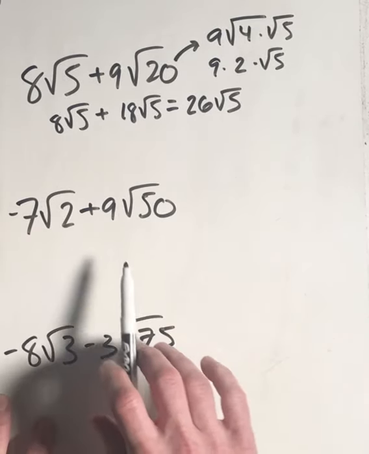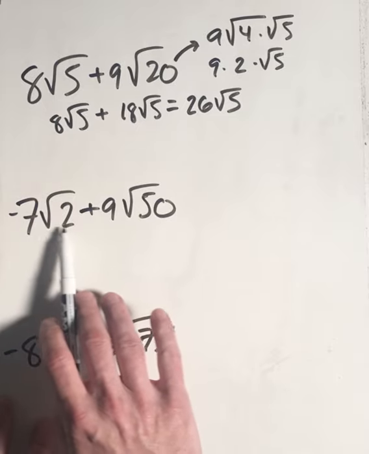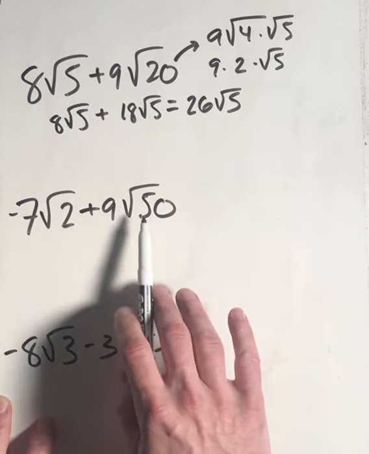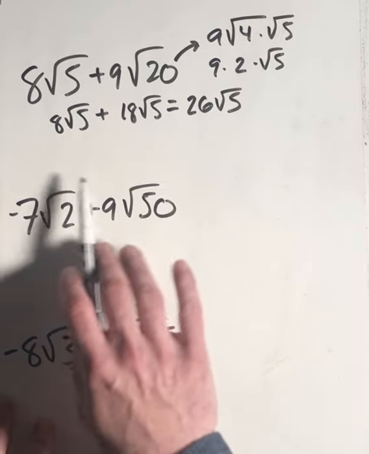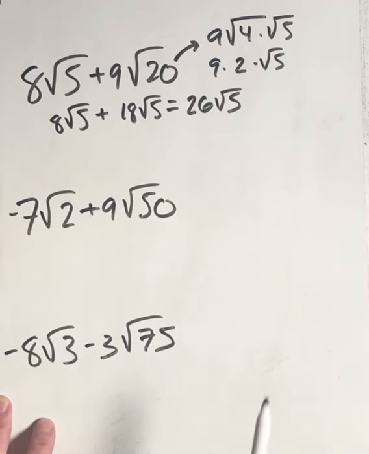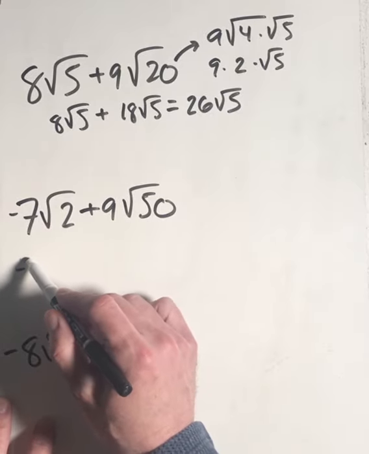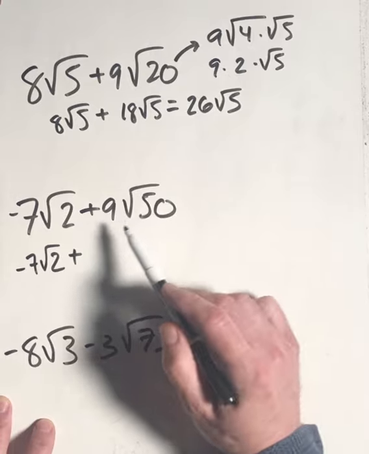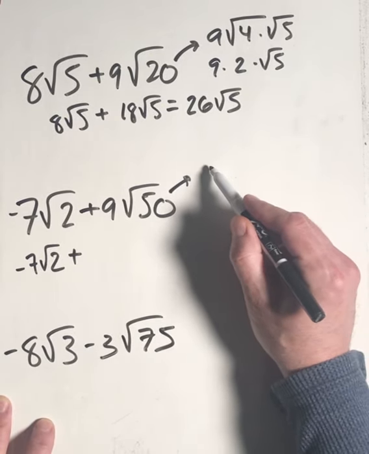Next in here, same idea. I have a simplified radical here. I can't simplify the square root of 2 anymore. So I should be looking for 2, or the square root of 2, to be a factor of this radical, square root of 50. This negative 7 radical 2 isn't going anywhere. It's going to stay. And now I need to simplify this 9 radical 50.